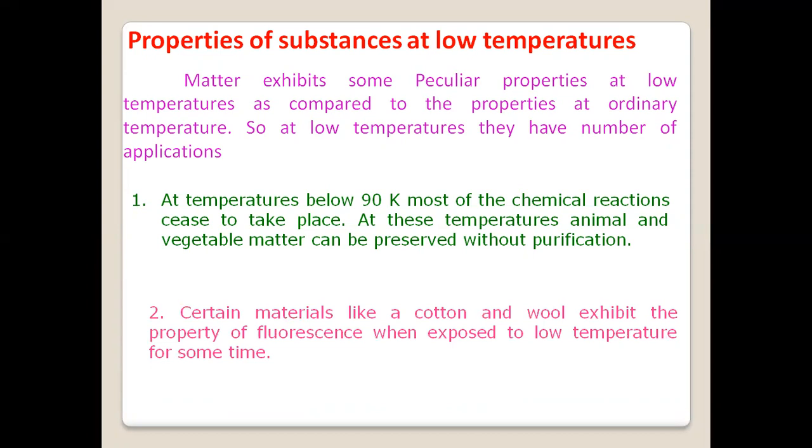The second property is that materials like cotton and wool exhibit fluorescence. You know different properties of materials like fluorescence and phosphorescence. When some materials are exposed to light, they emit light; that is called fluorescence. If it continues to emit light even after removal of the light, that is called phosphorescence. For example, radium stickers we observe in real life. So at low temperatures, cotton and wool also exhibit this property of fluorescence.